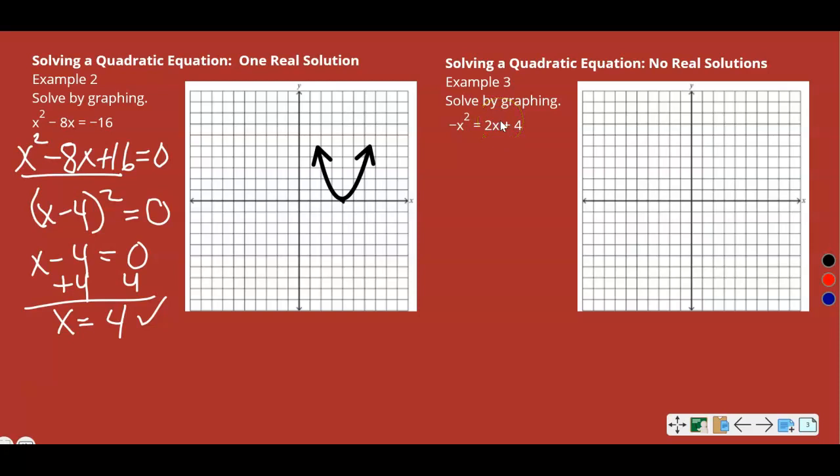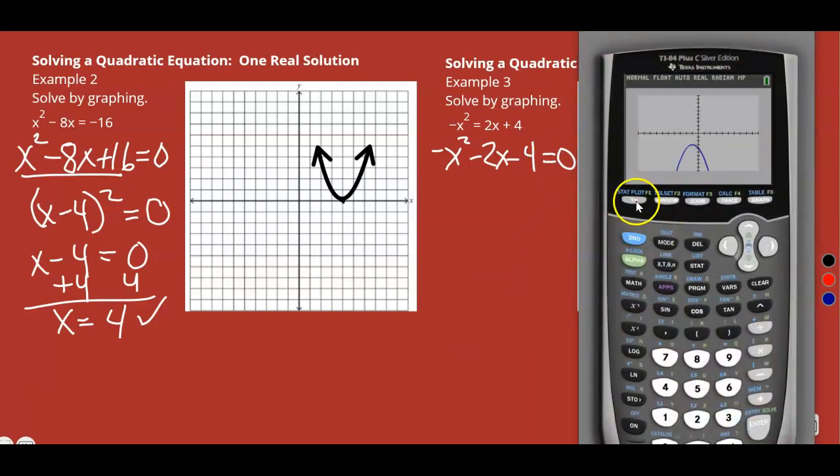All right, first thing again, we need to put it in standard form. Negative x squared. I need to subtract 2x to the other side and subtract 4 to the other side. Now that I have it in standard form, I can just simply plug it in and graph it. So you can see here, I've got negative x squared minus 2x minus 4. When I hit graph, it gives me this parabola.